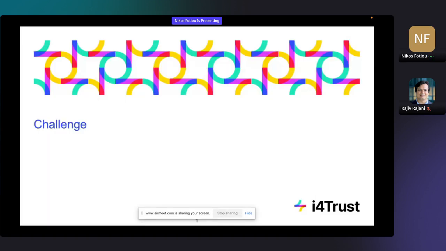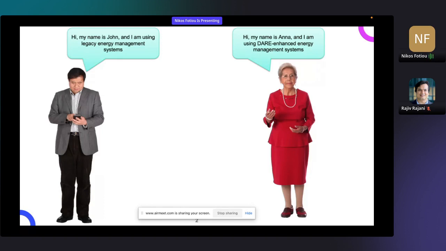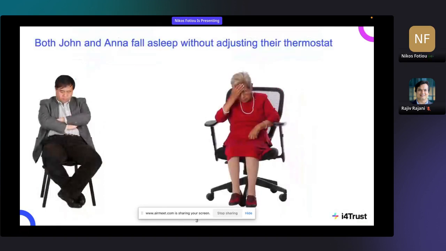Hello from me. So the goal of our project is to improve the energy efficiency of commercial and residential buildings by leveraging data produced by smart devices located inside these buildings. And in order to highlight the expected impact, let's see two users, John and Anna. John is using a traditional energy management system whereas Anna uses the energy management system enhanced by our technology. So both these users fall asleep without adjusting their thermostat. John will just simply consume unnecessary energy and probably will have an uncomfortable sleep.